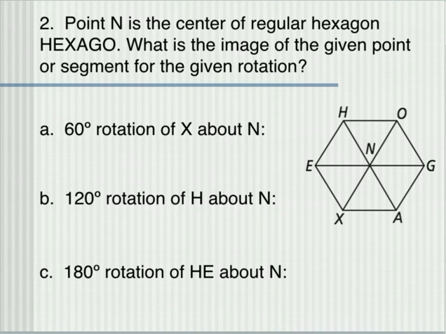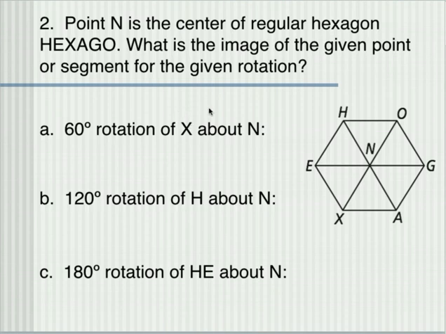Point N is the center of the regular hexagon given here. What is the image, or the result, of the given point or segment for the given rotation? So what is the image of a 60-degree rotation of point X about or around point N? So this about N is really just means that N is the center point. It's the pin in the pinwheel and everything else is spinning around it. So we're rotating X 60 degrees.